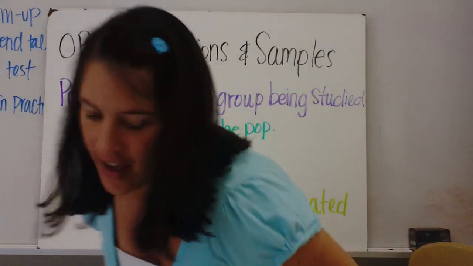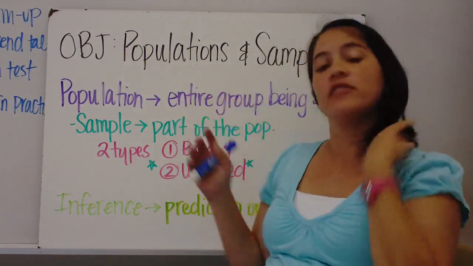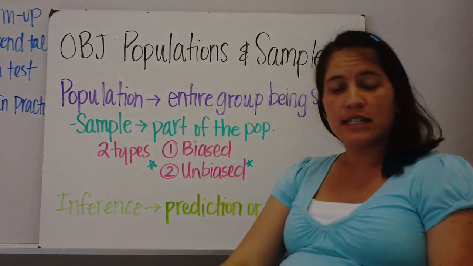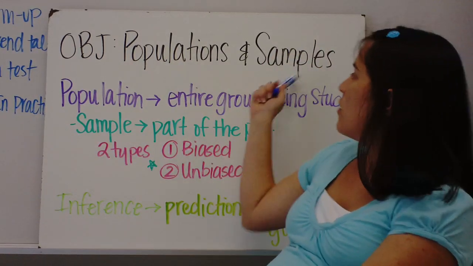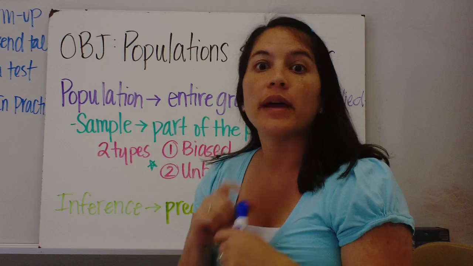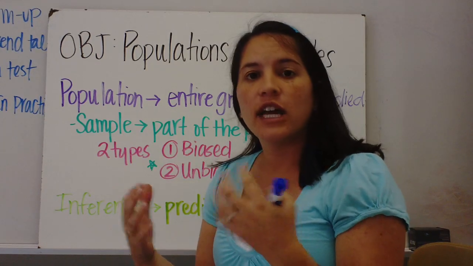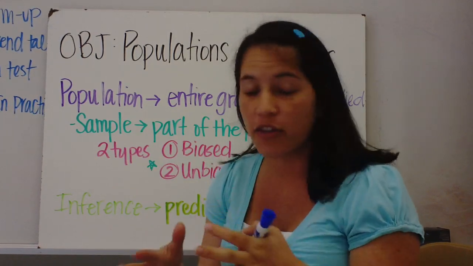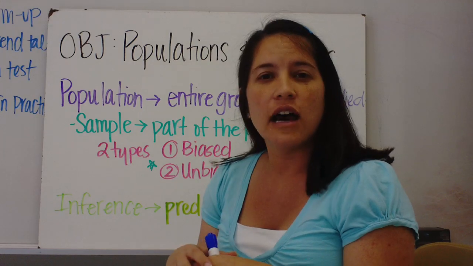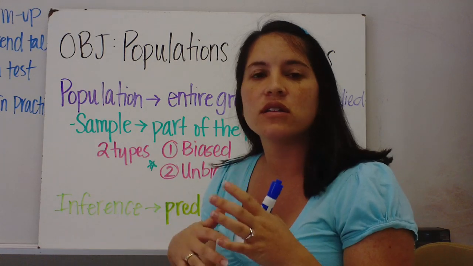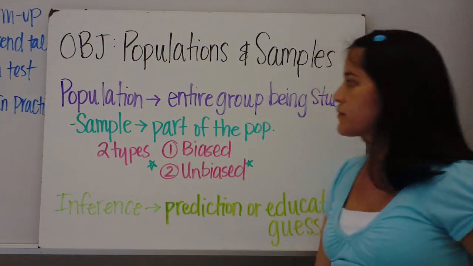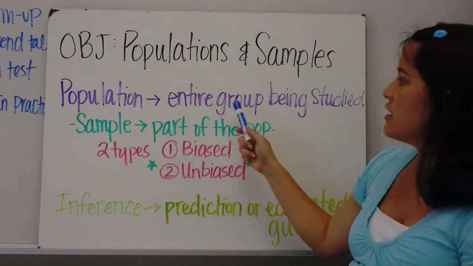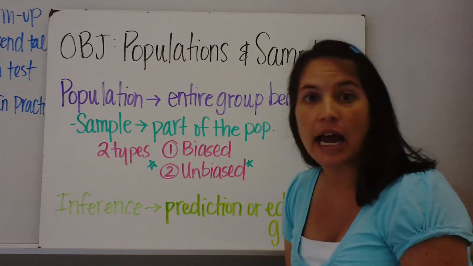Hey y'all. So today's objective is, we're starting in statistics, and today's objective is populations and samples. There's a lot of vocabulary and nothing with a calculator. It's a lot of thinking about and making predictions. So here's some important vocabulary. A population is an entire group being studied.